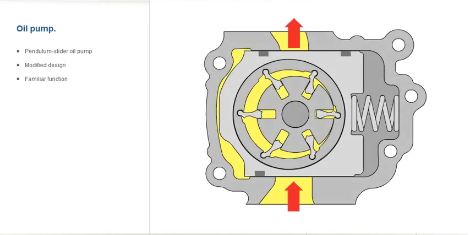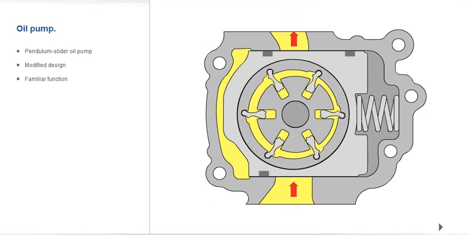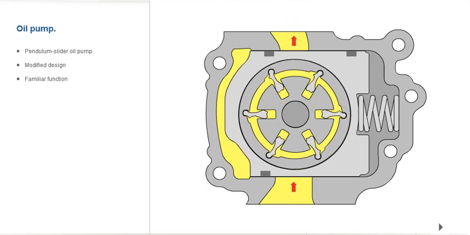The delivery rate is at its highest when the pendulum slide is at the maximum off-center position in relation to the pump axis, as shown here, because this is when the greatest volume change in the pump cells occurs. If the pendulum slide is roughly centered in relation to the pump axis, only a minimum quantity of oil is delivered as the volume change in the pump cells is negligible.